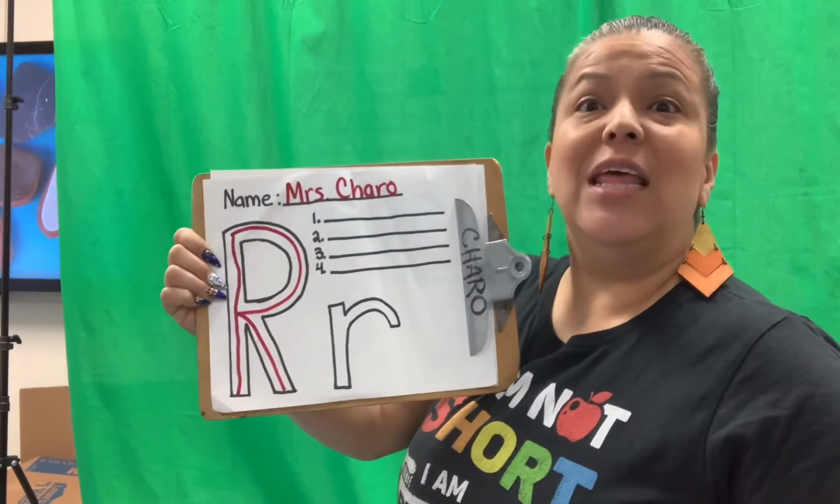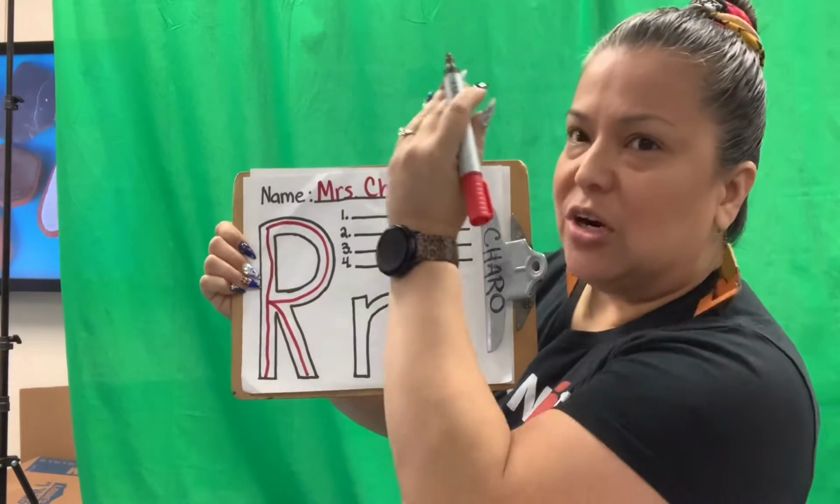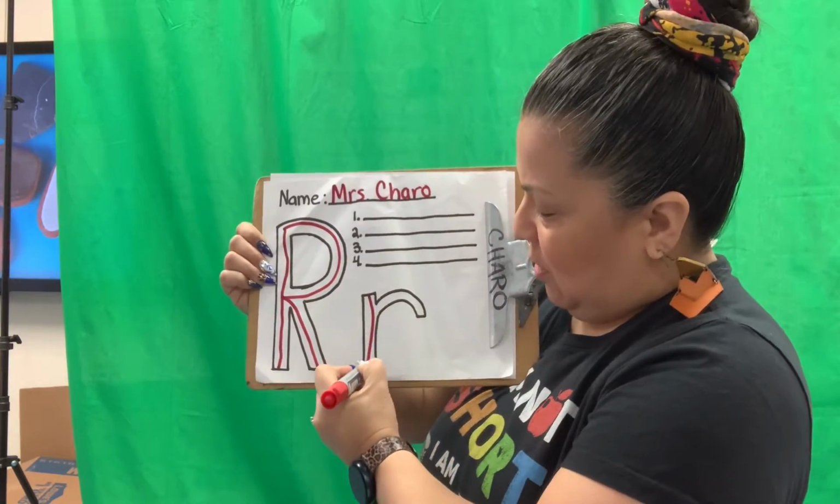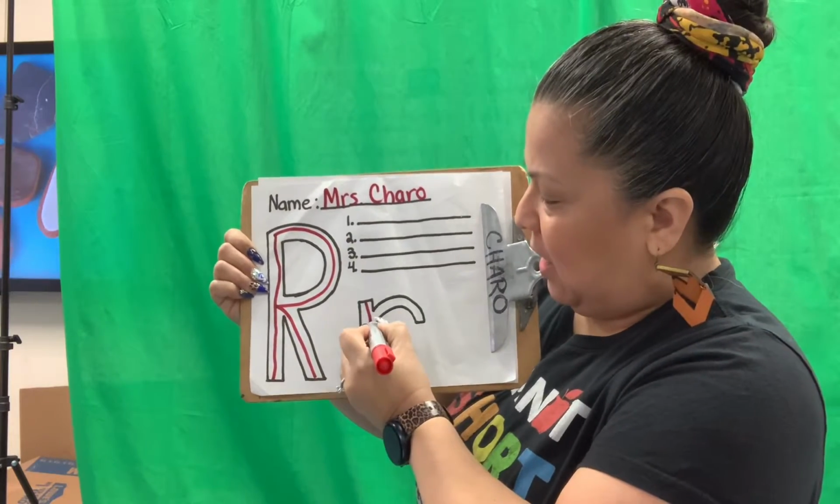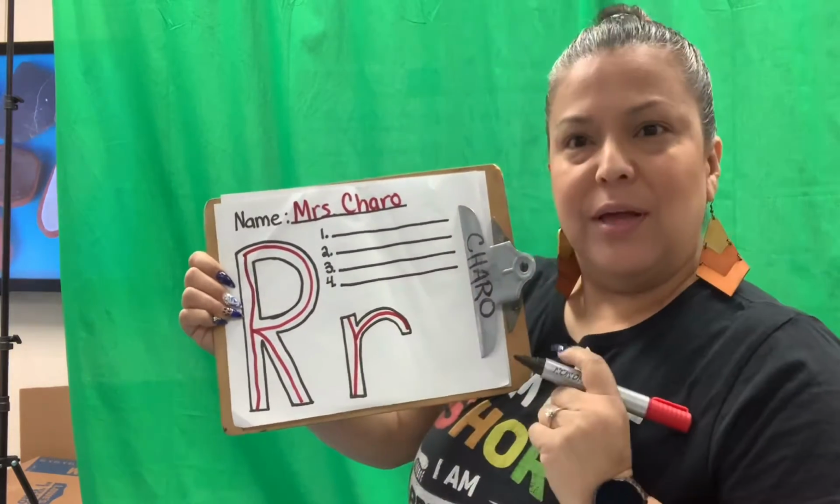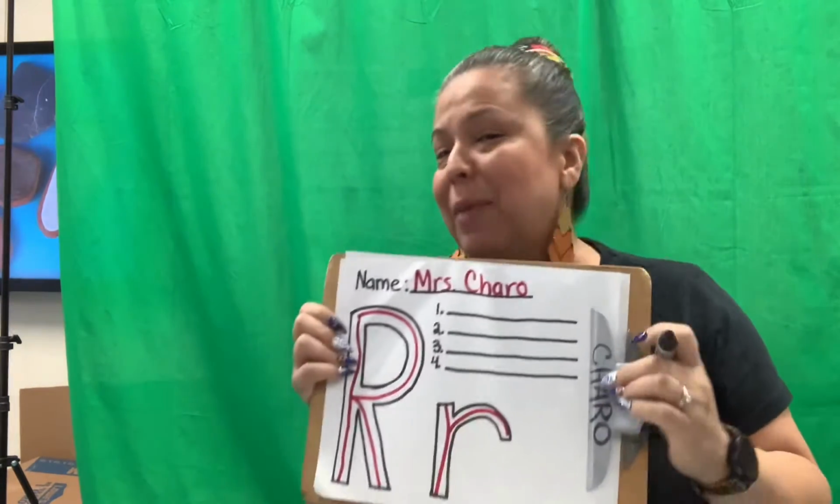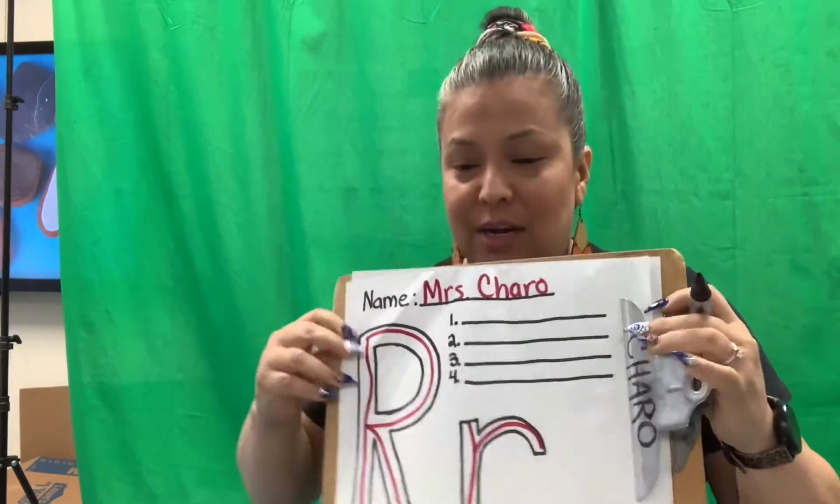Now, let's write the lowercase r. So you always start, you're right, at the top. Down, bring your pen back up, and loop. And there's your lowercase r. Now, I'm not going to write my words right here. We're going to come up with some words together, but I'm not writing them on there because I want you to write your own words.